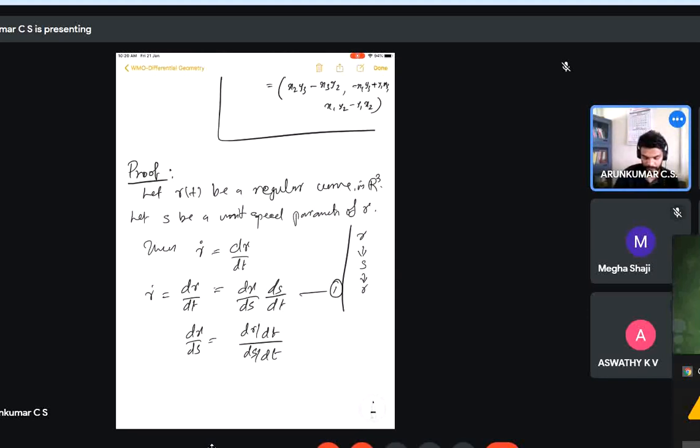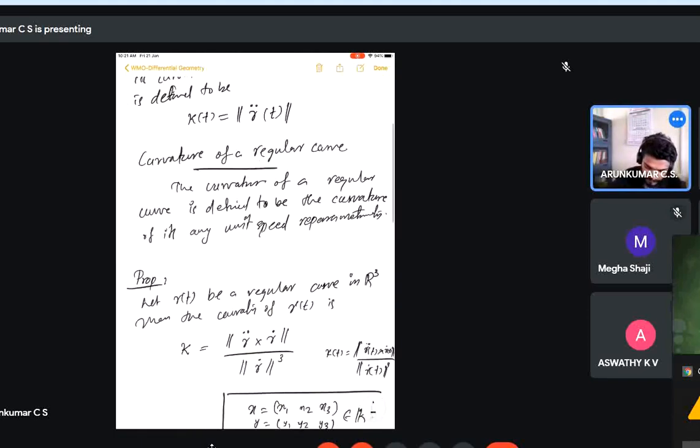Okay. Now, what will be the expression for kappa of t? What do you know about kappa of t? What is kappa of t? Kappa of t is the curvature, right?